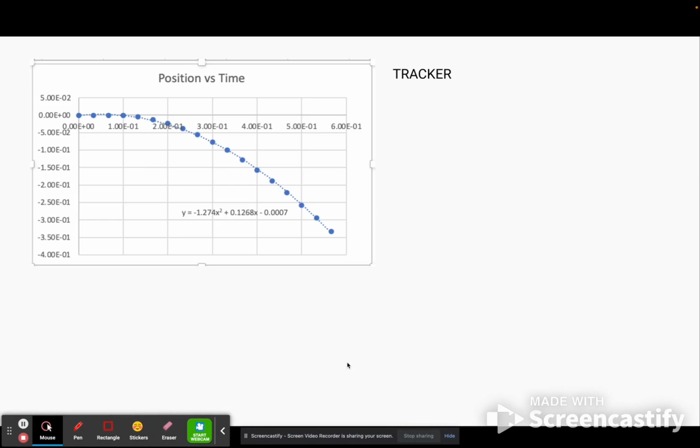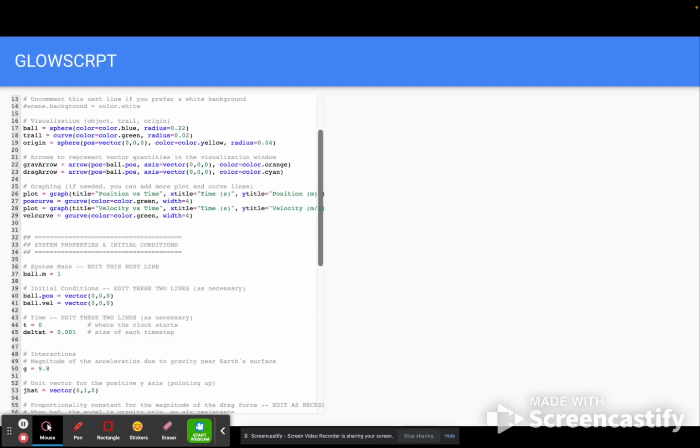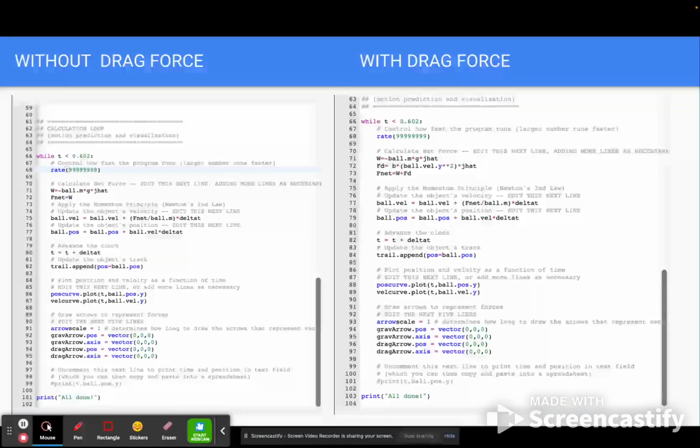This is the graph that I constructed using Tracker. Later on, using GlowScript, I was able to code a computational model that compared a falling object without a drag force and then one with a drag force. Here we can see the comparison between the one without and the one with.